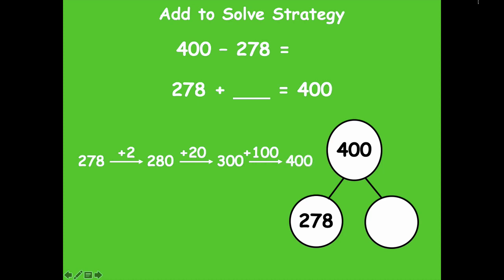Now to find out what I added and what would be our missing part, you have to add what you added on top in your arrow way. So 2 plus 20 is 22, plus 100 more is 122. So 400 minus 278 is 122.